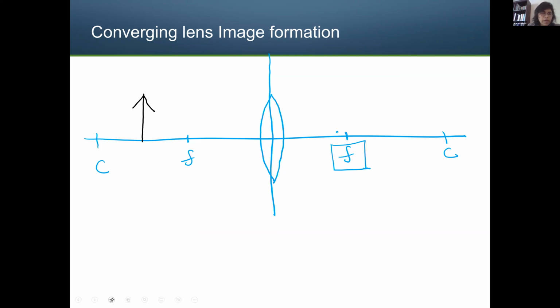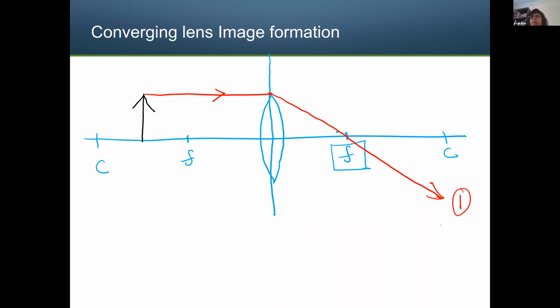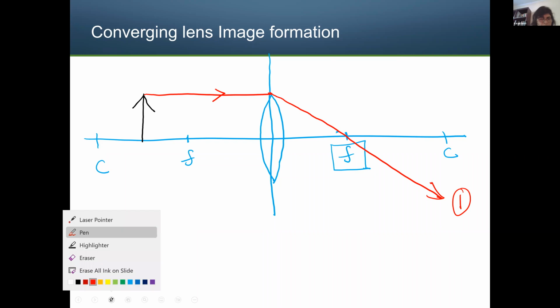So now I need to draw 3 rays. The first ray is parallel light going through the focal point, right? So you just draw a parallel light that should go through the focal point. My focal point is on the other side, so I'm going to draw like this. That will be number 1. Now in mirrors, it reflects back. Here it goes to the other side. That's different.